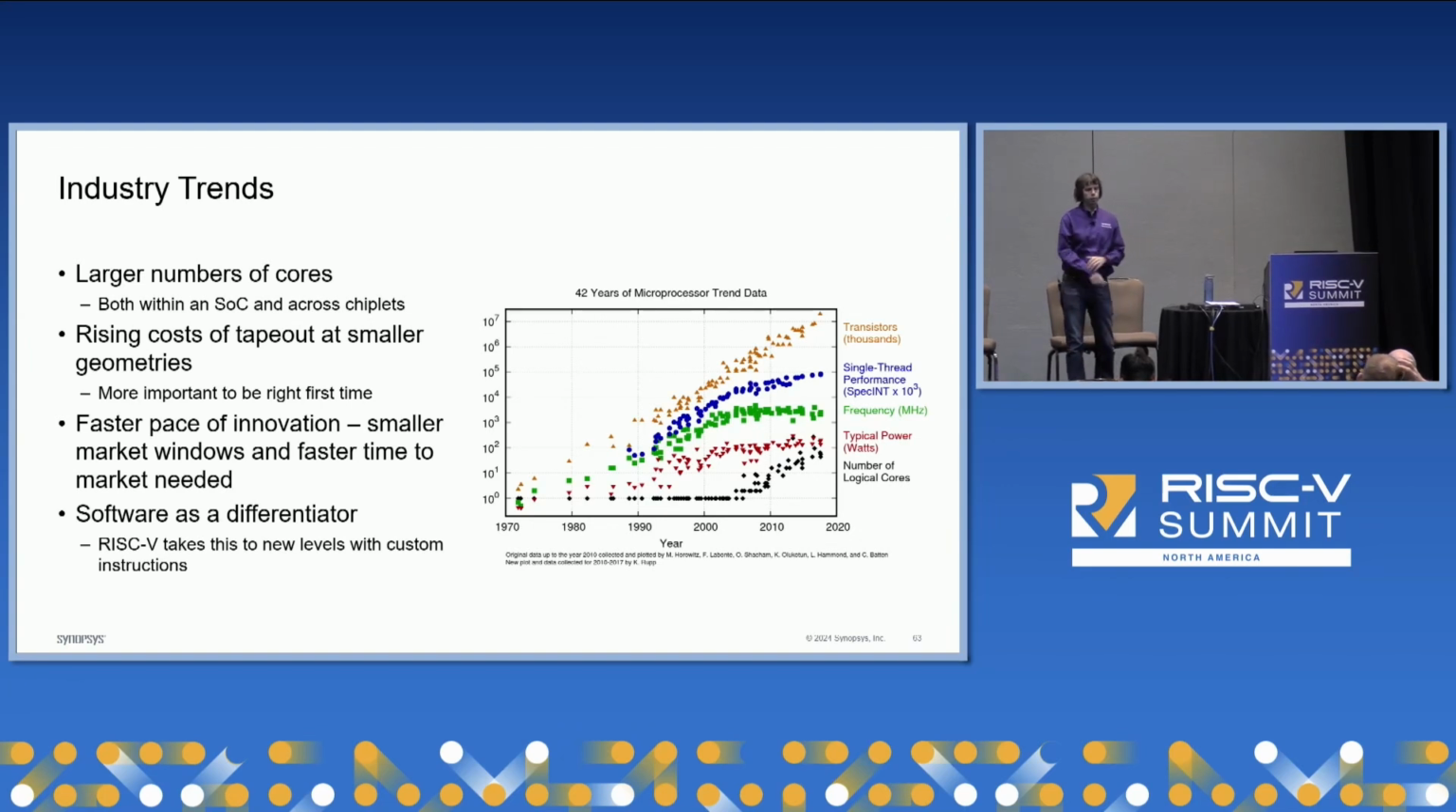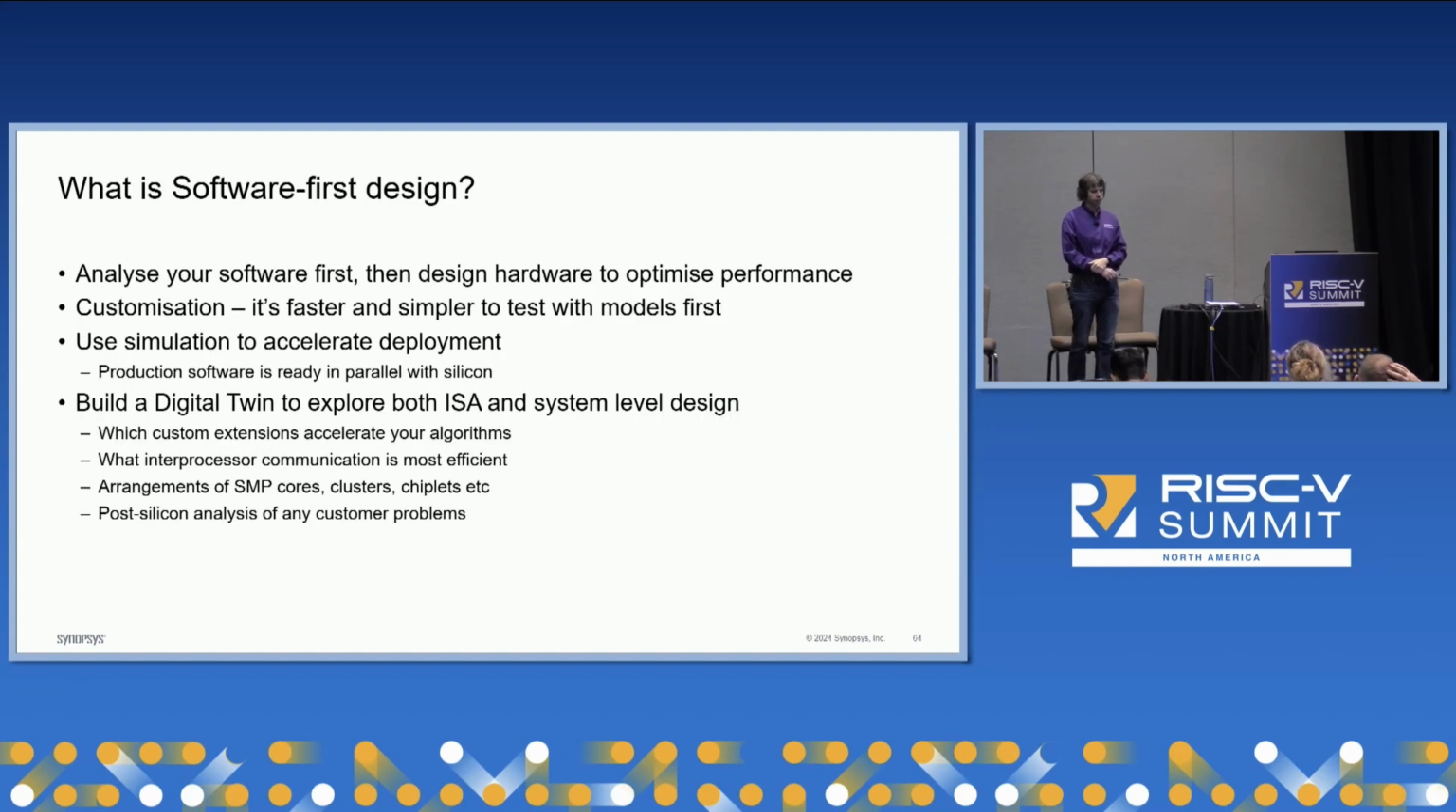We see tape-out costs growing at smaller geometries, so it's more important to be right first time. And at the same time, the pace of innovation is growing, the market windows are smaller, and a faster time to market is needed. And increasingly, and this is the theme we've seen the last couple of days, software is a differentiator. Callista talked yesterday about workload-defined silicon, and I think we see this more and more with RISC-V, particularly with customization being supported. And simulation is going to be critical to using that successfully, allowing yourself to explore what's possible and coming up with successful solutions.